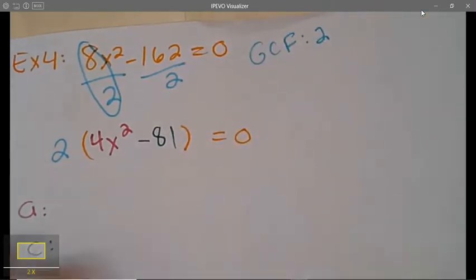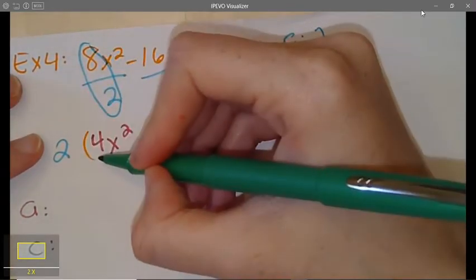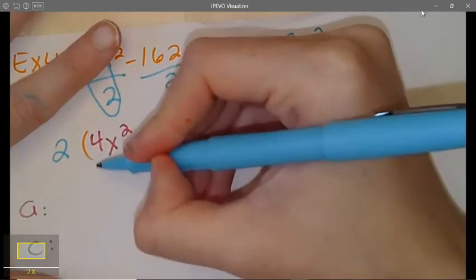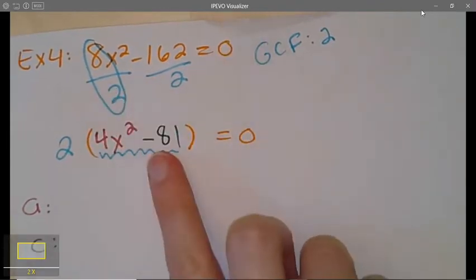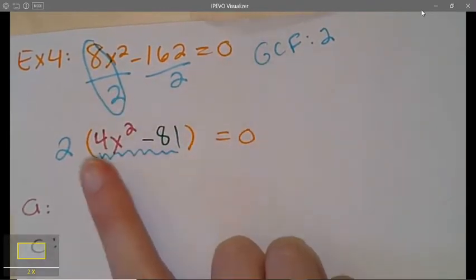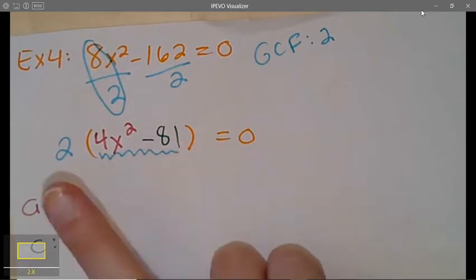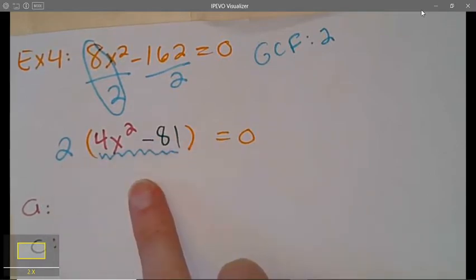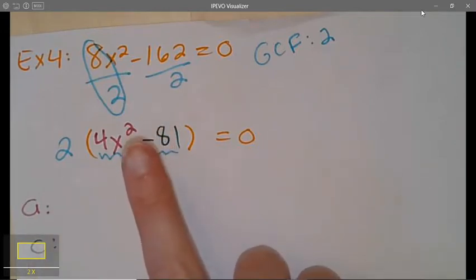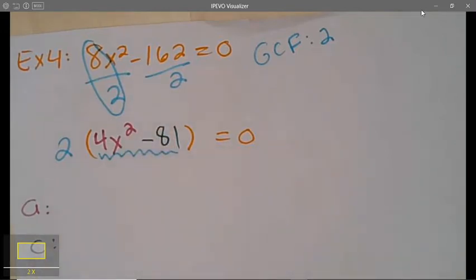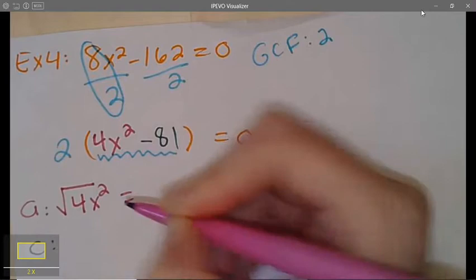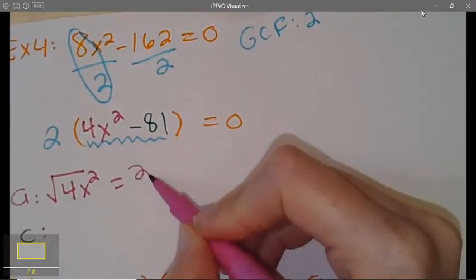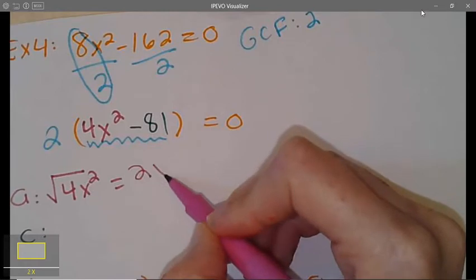After you factor out the GCF, you always must ask yourself, can I keep factoring? You're going to look inside the parenthesis and see if you can keep factoring. I have two numbers, and I'm subtracting, and I am able to square root each number. So which technique do you guys think we're going to use to factor the inside of the parenthesis? We are going to use a difference of squares. You're going to square root the first term, which the square root of 4 is 2, and the square root of x squared is x.